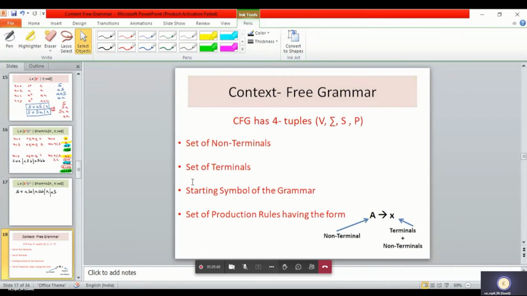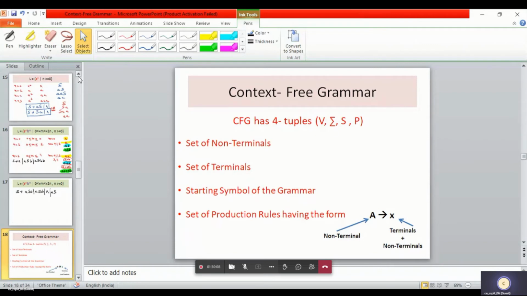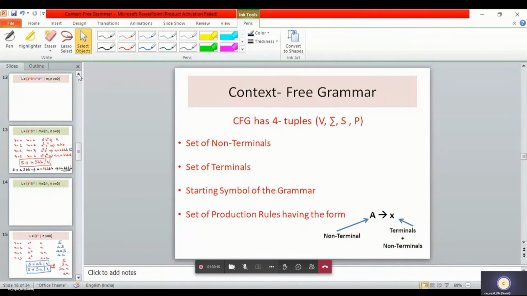So if we define a context-free grammar, whatever example we have gone through, it has 4 parameters: a set of non-terminals, which we have seen, a set of terminal symbols, a starting symbol of the grammar, and a set of production rules. And all the productions, if you have observed, have a form. On the left-hand side, we have a single non-terminal. And on the right-hand side, we have a combination of terminals and non-terminals.